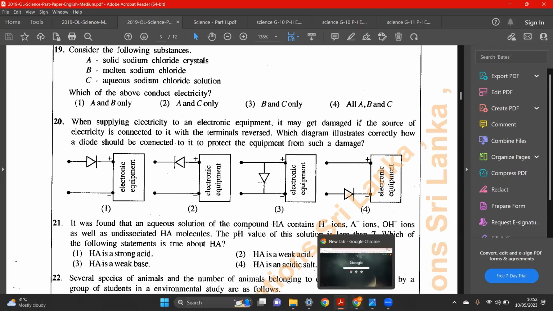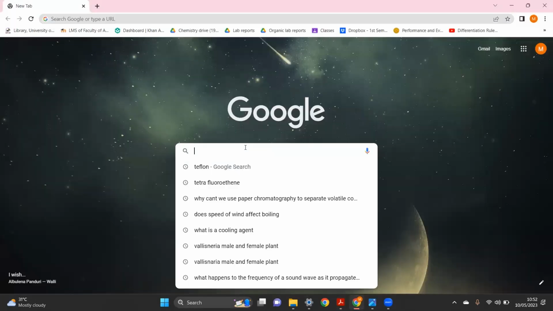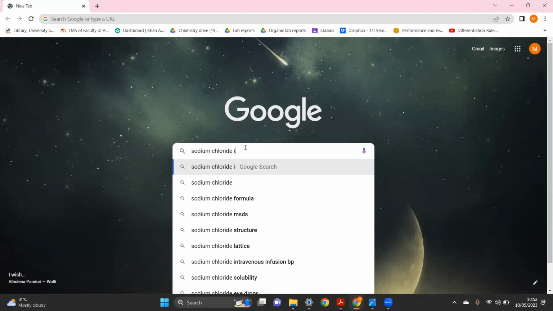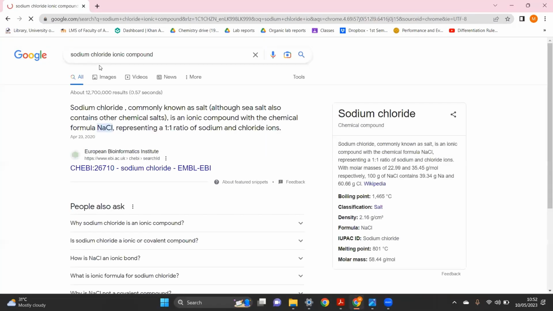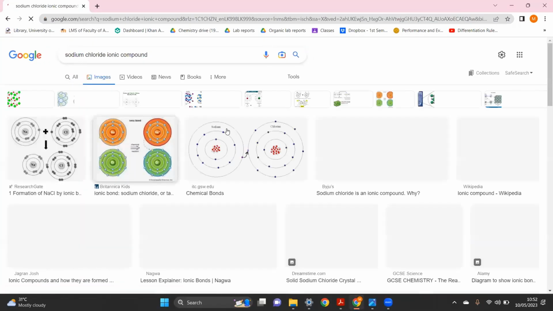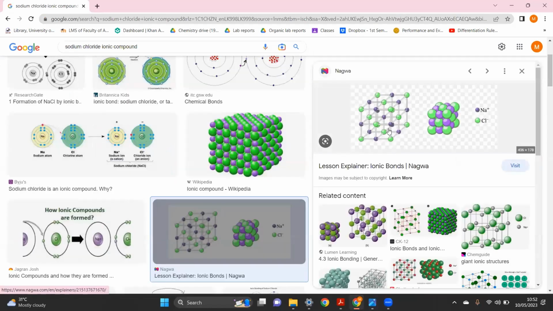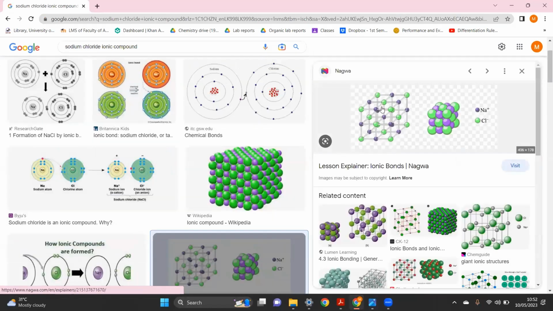For that, you need to look into the structure. Let's take the ionic form of sodium chloride. I'm sure you've already seen the lattice structure of sodium chloride. This is basically how it looks. Here you can see that all of them are perfectly fixed in position. They're not moving, nothing is happening.